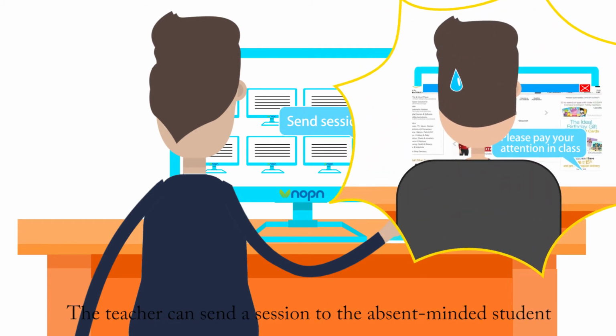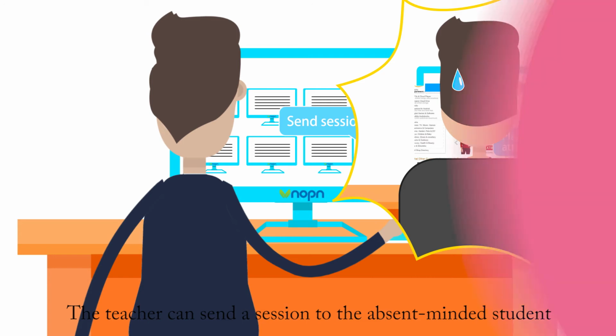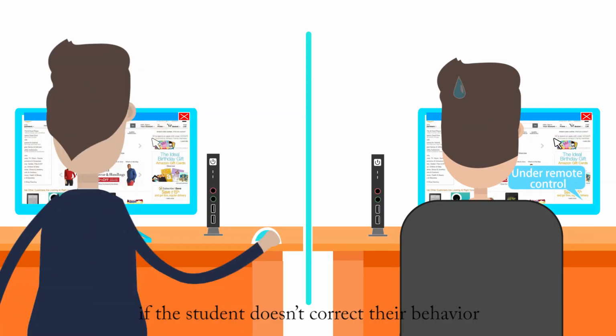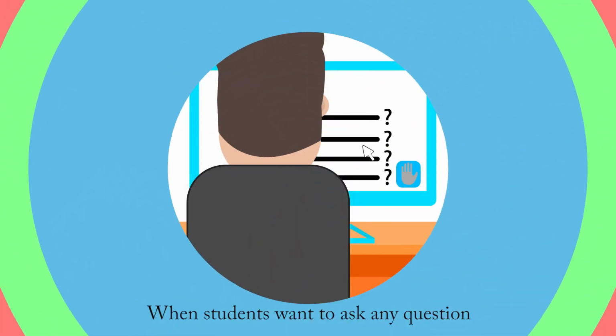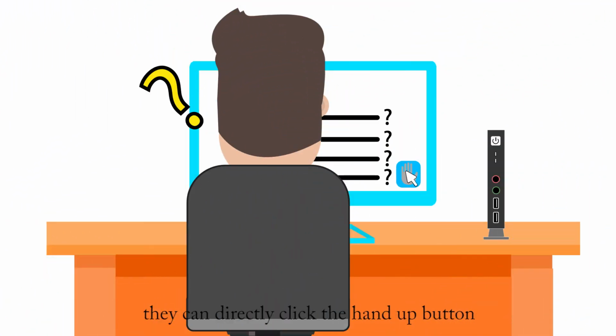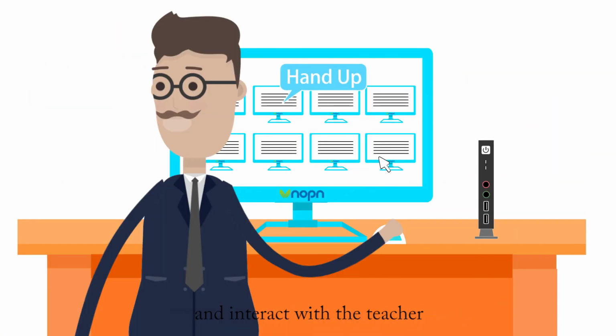The teacher can send a message to the absent-minded student. If the student doesn't correct their behavior, the teacher can force the control of their terminals. When students want to ask any question, they can directly click the hand up button and interact with the teacher.